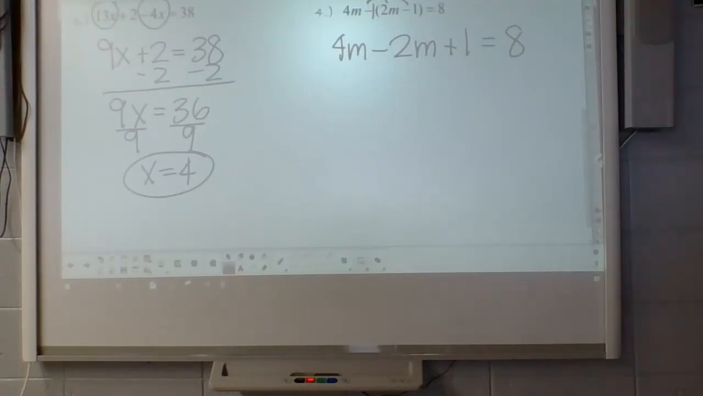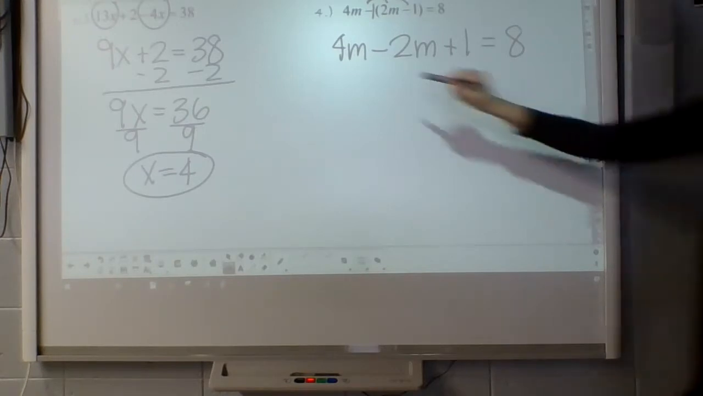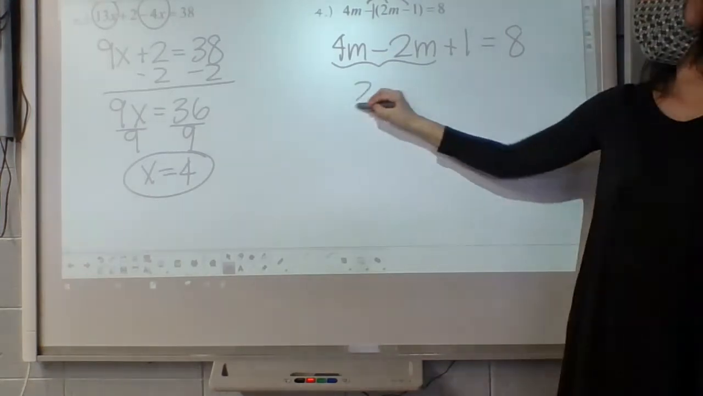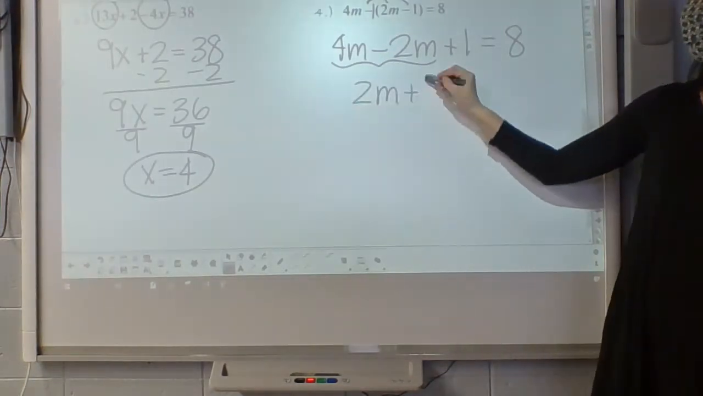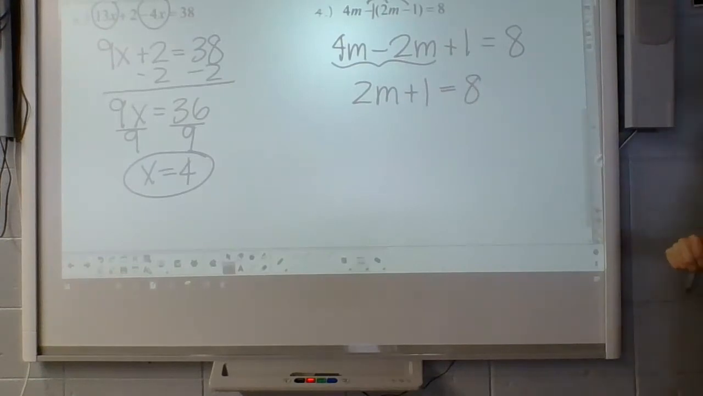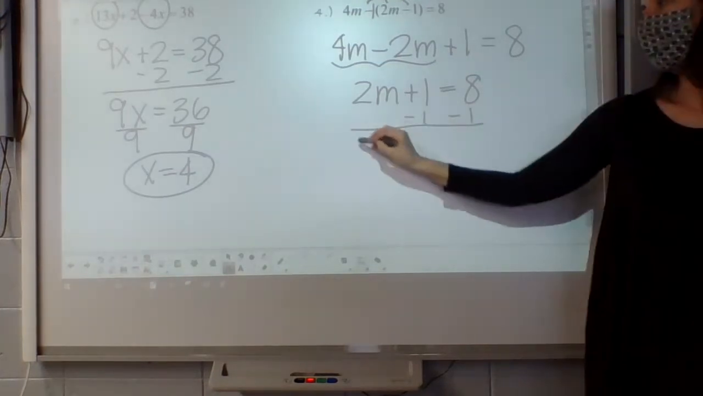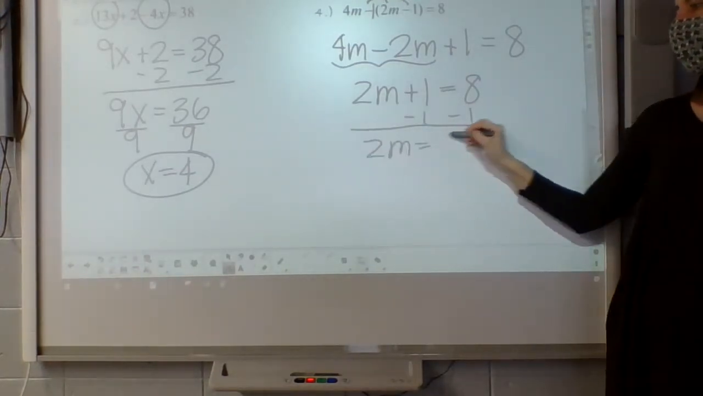So this one has some more steps. Careful here. So 4m minus 2m is going to be 2m, right? And then the plus 1. And then at this point, we're ready to subtract. And some of you guys are like, uh-oh, something's going wrong. I'm not getting a nice whole number as my answer.